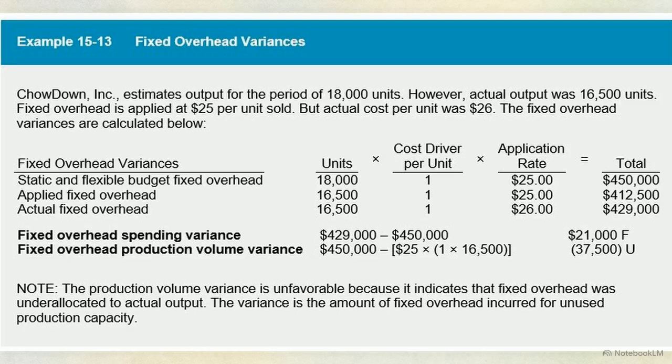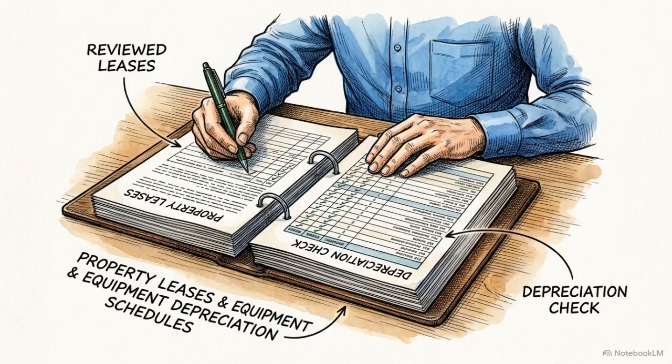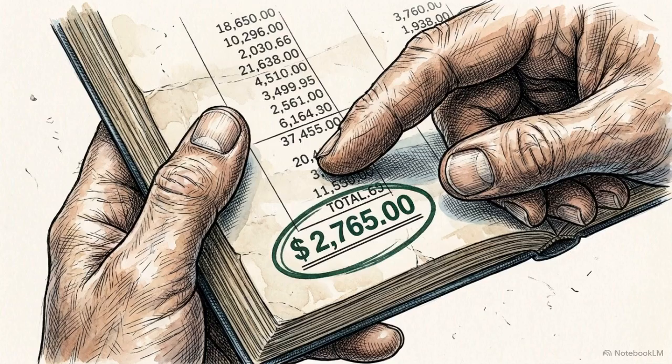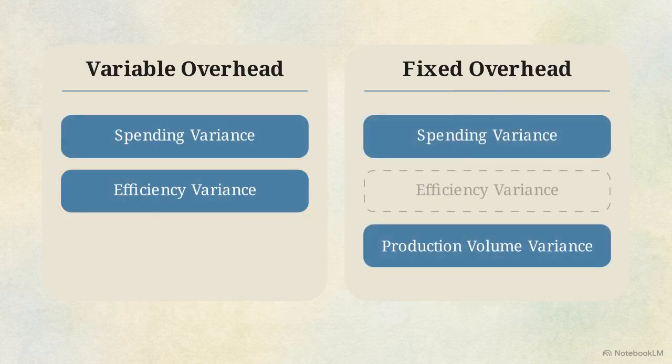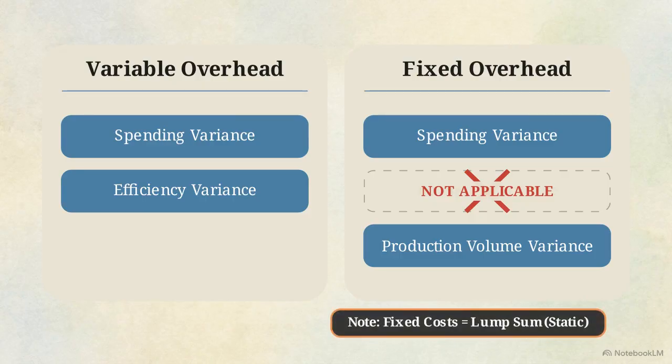When we calculate the fixed overhead spending variance, subtracting the budgeted fixed costs from the actual costs incurred, we see a $21,000 favorable variance. Despite producing fewer units than planned, the absolute fixed spending was kept under tight control. The factory spent less on static costs than they budgeted, yielding a favorable outcome regardless of their production efficiency. This leads to a critical rule in cost accounting. An efficiency variance is calculated for variable overhead, but never for fixed overhead. The efficiency of production simply does not affect the total lump sum you pay for a factory lease.